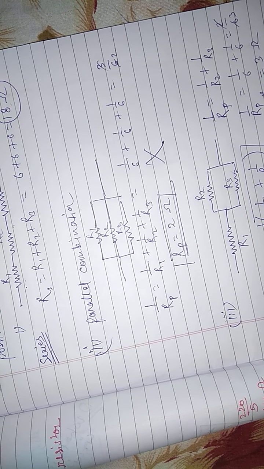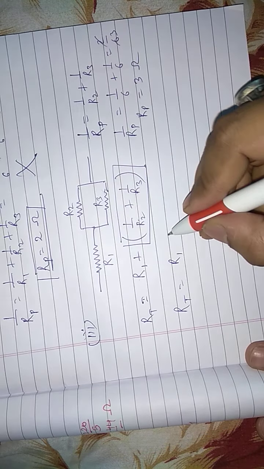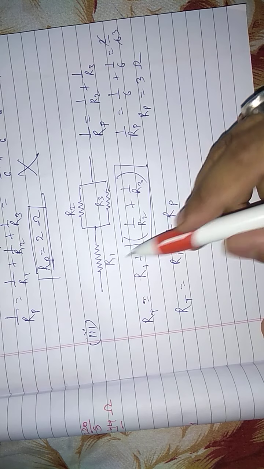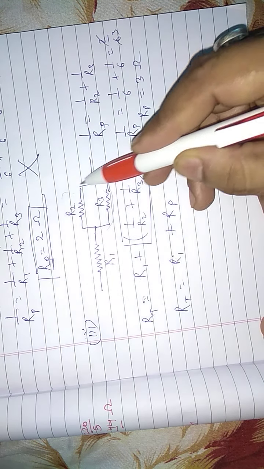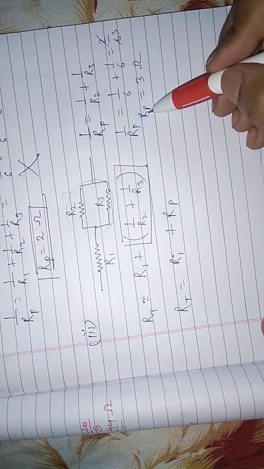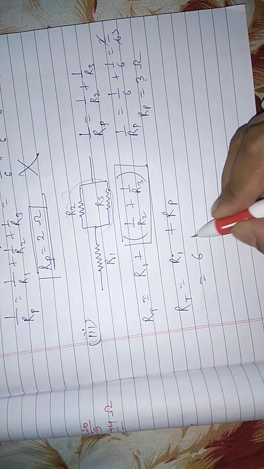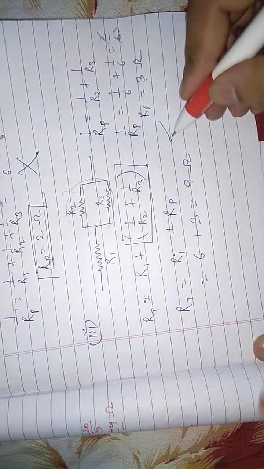So R total will be equal to R1 plus Rp. Clear? This is R1 and this is Rp, the value of these parallel resistances, 3 ohm. So what is the value? This is 6 and this is 3, equal to 9 ohm. This is the correct combination.